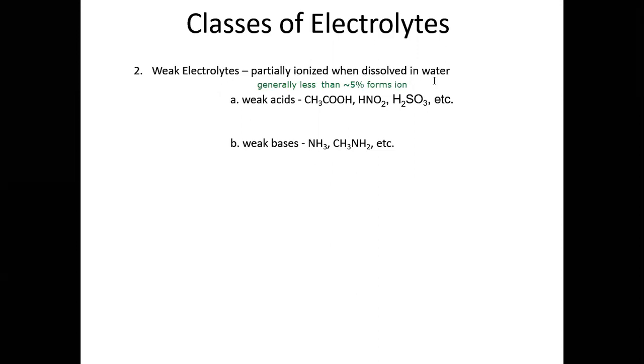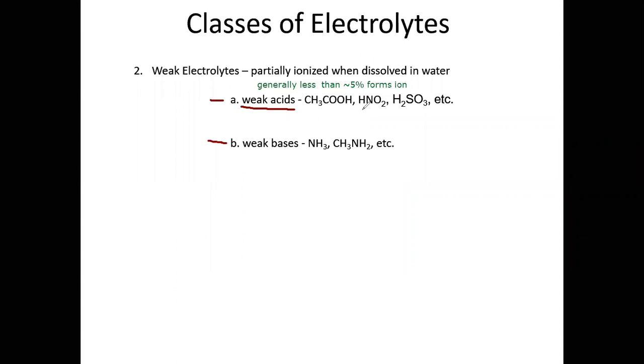If you take Gen Chem 2, you can actually calculate how much of the acid ionizes when you put it in solution. So that's something that you'll learn later on. But these are the two classes of weak electrolytes, weak acids and weak bases. For weak acids, it's all the acids that weren't listed on the previous slide when we were talking about the 6 common strong acids. So if it's not one of the 6 common strong acids, it's going to be a weak acid. And so there are thousands of weak acids.